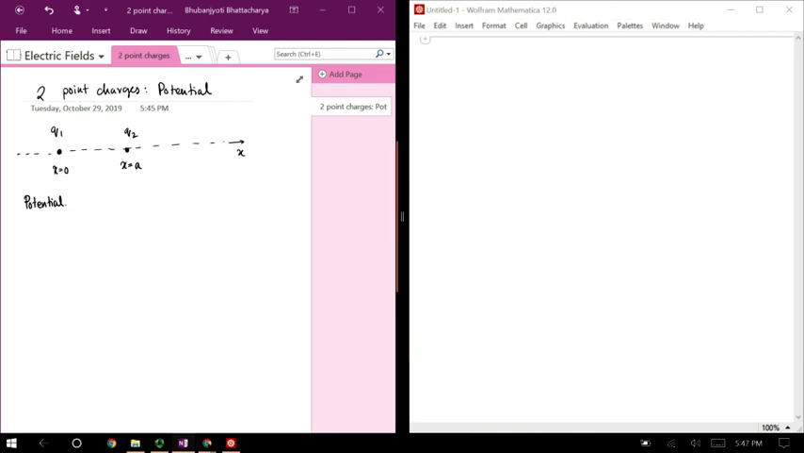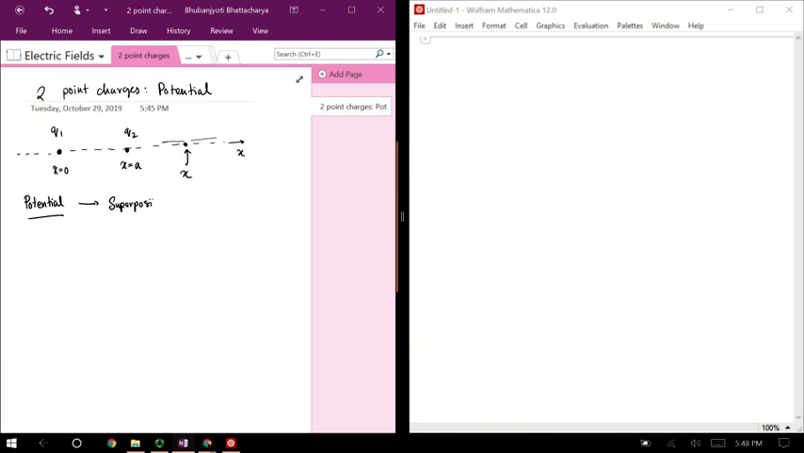So when I'm talking about potential, I'd have to pick a point where to find the potential. So let's pick this point. So this is a variable x. Okay, and as we change x, so as we move x along this line, we will find sort of a function, potential as a function of x. So that's our goal. So in order to find the potential, we can use superposition principle again.